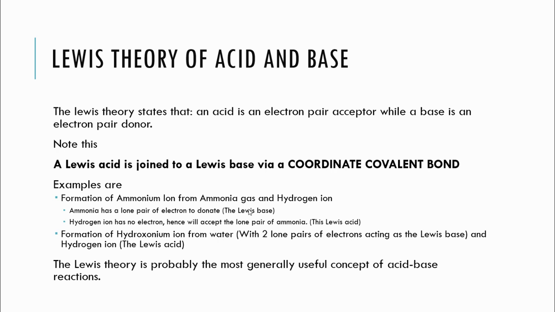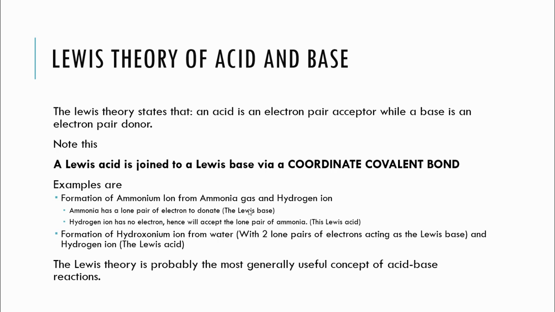Formation of ammonium ion from ammonia gas and hydrogen ion. So we have ammonia gas, which has a lone pair and can donate it, while hydrogen has nothing. It can only accept. So ammonia will be the base, and the hydrogen ion will be the acid. That's just the idea.